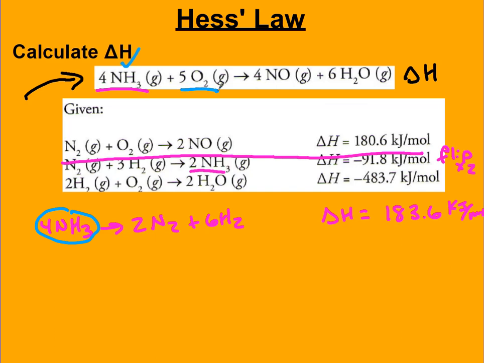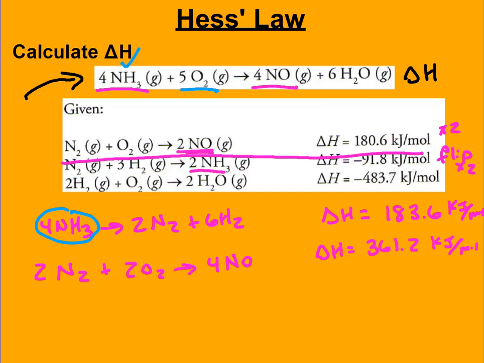Next, I have oxygen, but oxygen's in more than one equation. It's in the first and third equation. So I'm going to leave that alone for now. So I'm going to find my NO. NO is only in this first equation. It's in the right location, but it's not the correct number. I need 4 as a product. I only have 2 as a product, so I'm going to have to times this reaction by 2. So again, I'm going to rewrite, and when I rewrite, I'm also trying to be neat. And I need to multiply my delta H by 2. So 180.6 times 2. So now my NO is in the right spot.